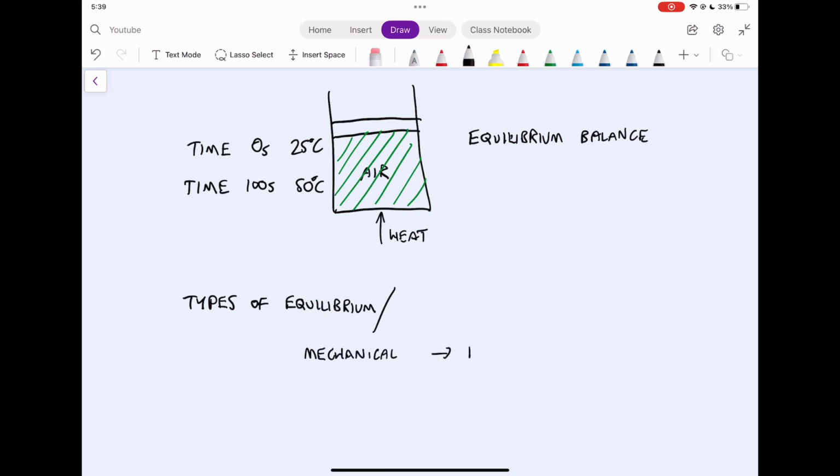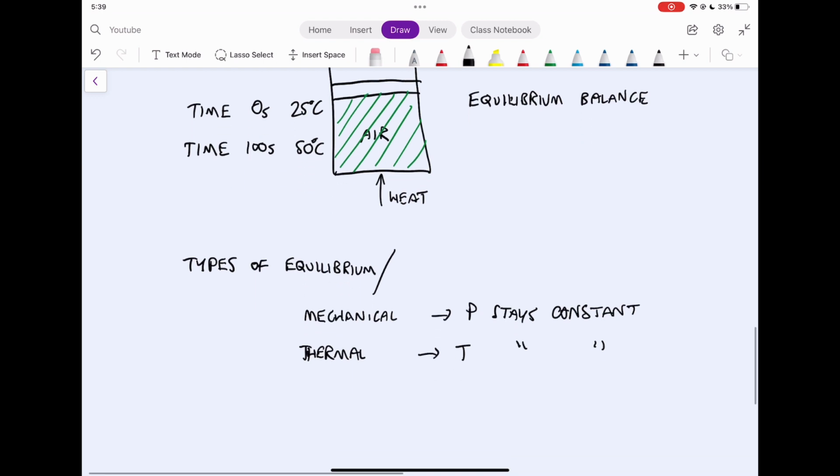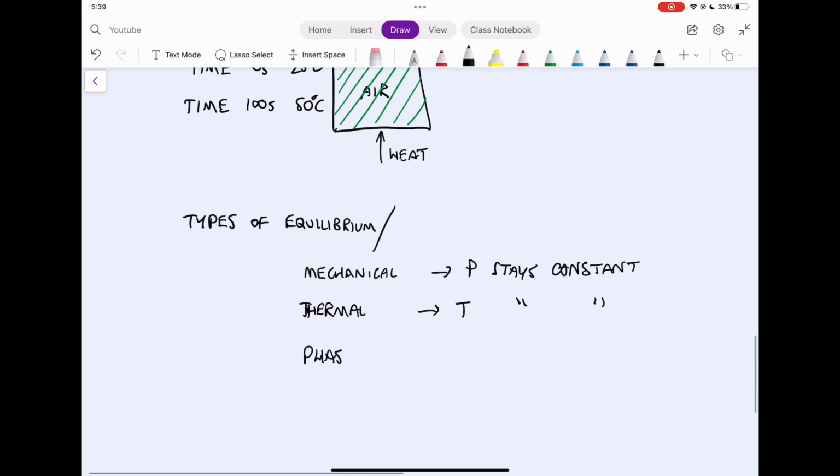So there are different types of equilibrium that we're going to study and that we can use throughout our study of thermodynamics and throughout the learning of this subject. The first one is mechanical equilibrium. That means pressure stays constant. Thermal equilibrium means that temperature stays constant, and phase equilibrium means that the mass of the phases stays constant. So the mass of one phase or another would stay constant.